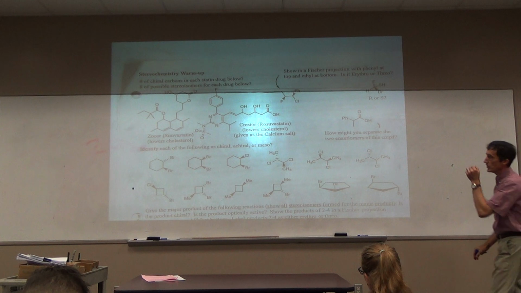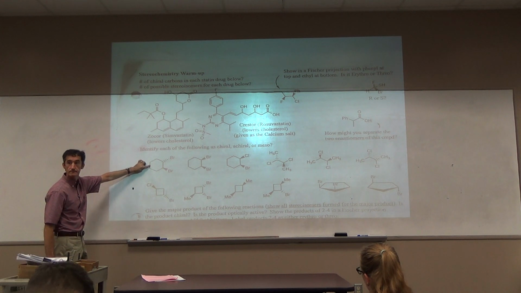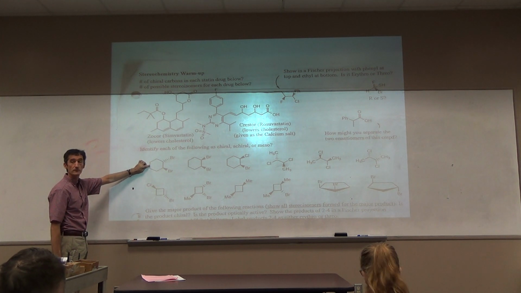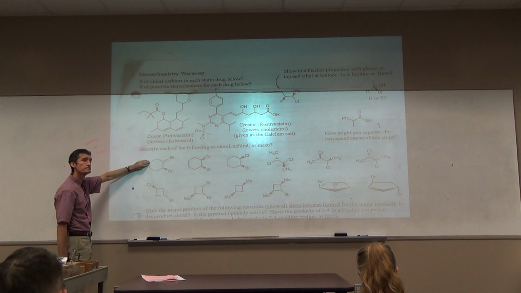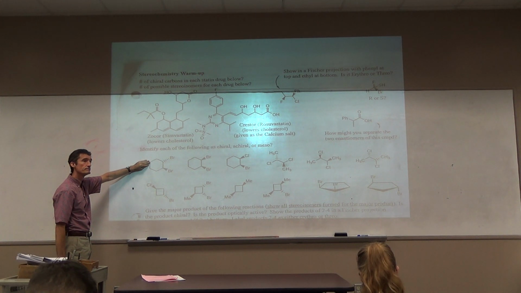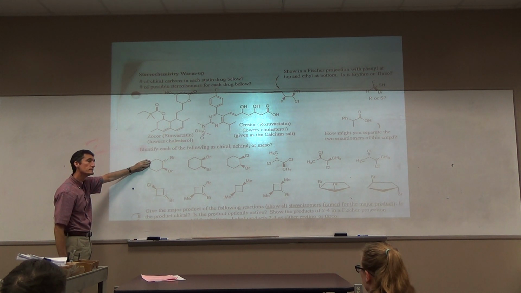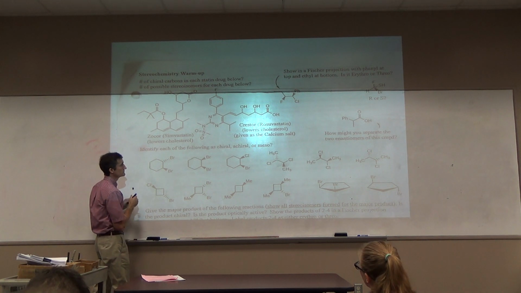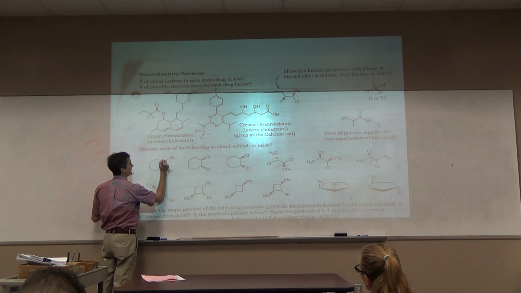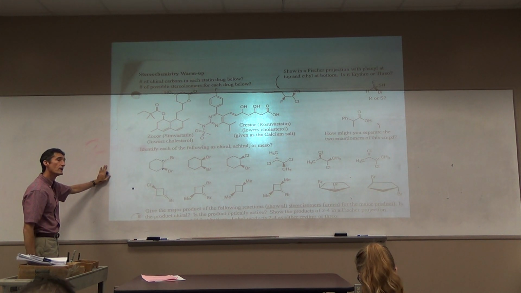Let's look down here. Identify each of the following as chiral, achiral, or meso. First one, chiral or achiral? Carol, anybody else? Why Carol? Each of the carbons that are attached to the bromine have 4 different substituents. Yes, that's a chiral carbon. Yes, that's a chiral carbon. And there is no planar symmetry.